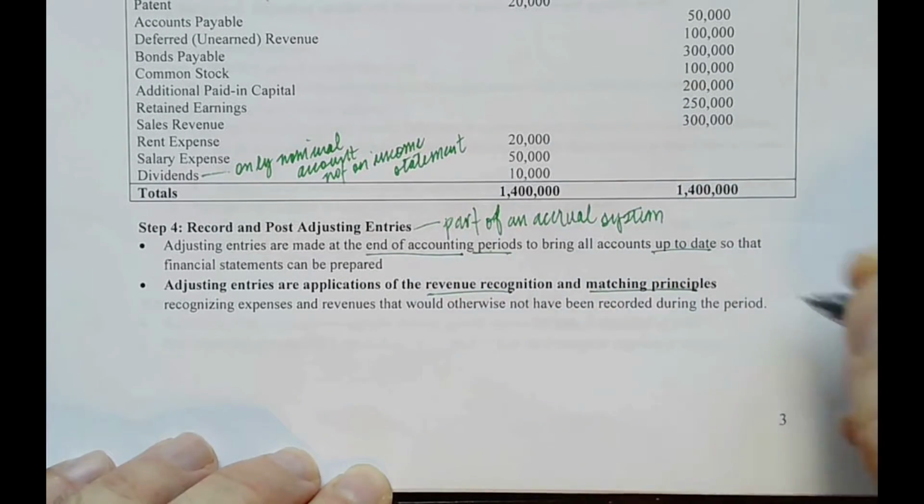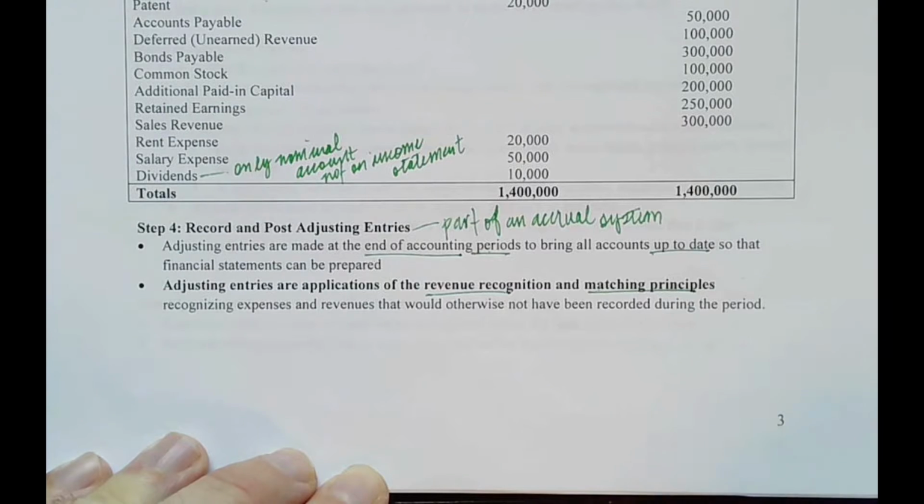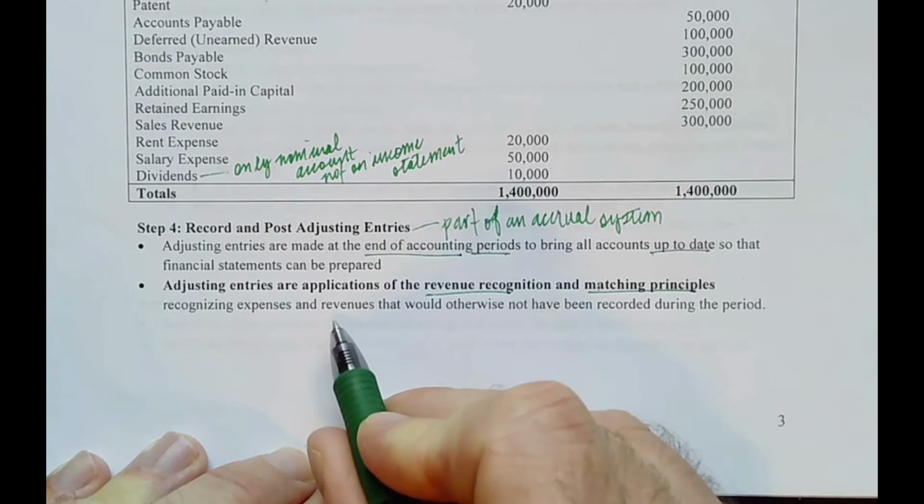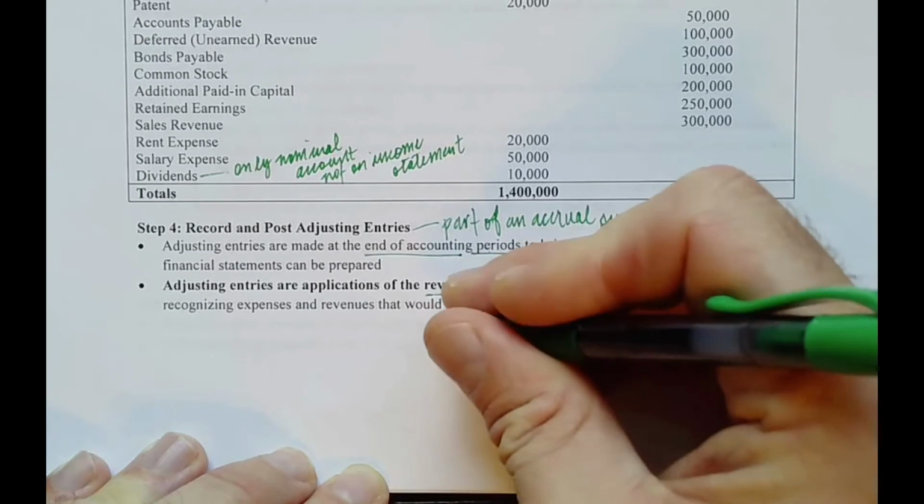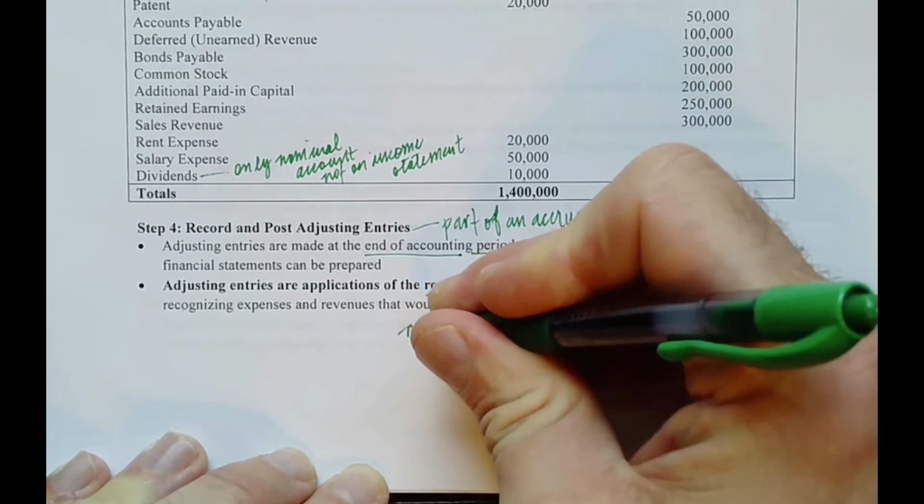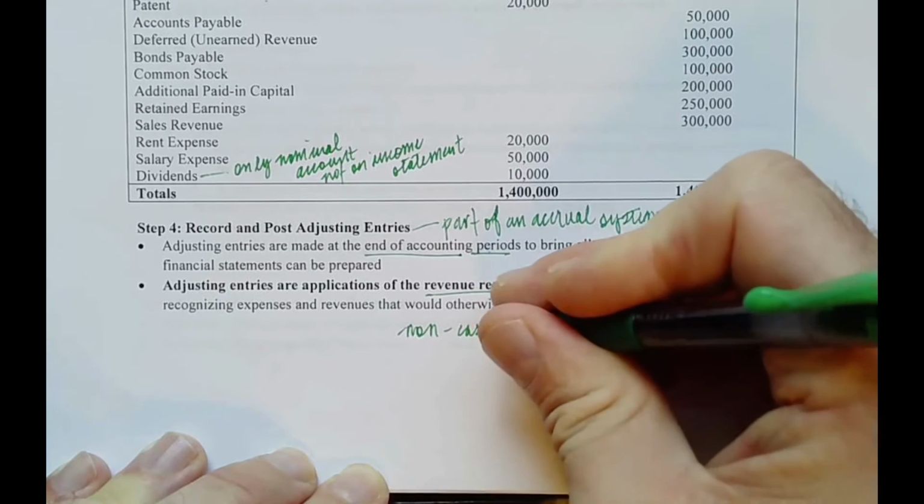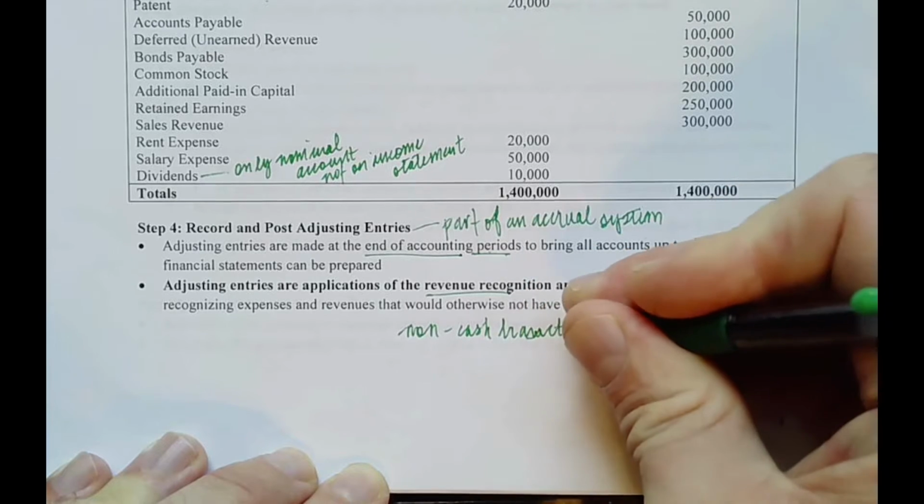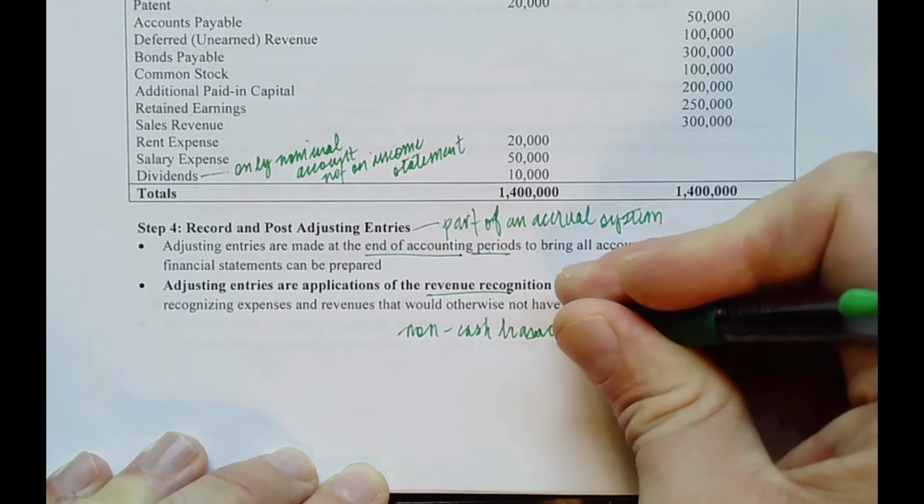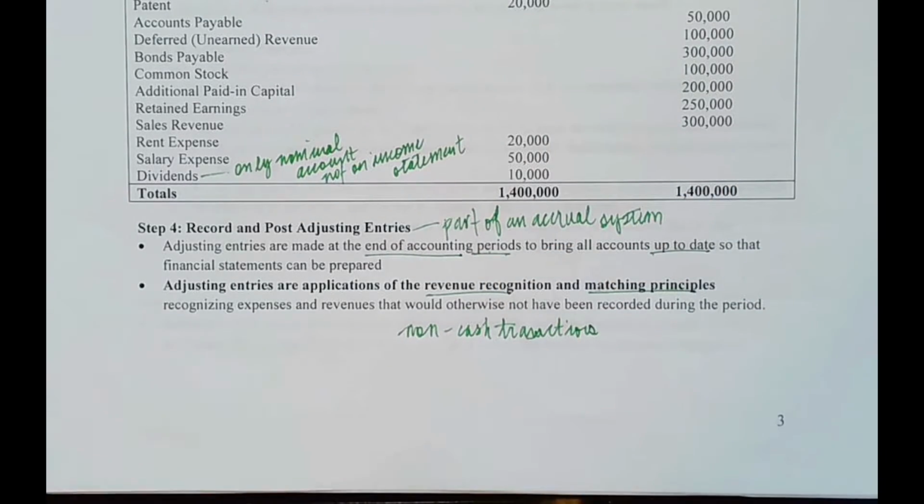This is implied but not stated: if cash had been exchanged and we had recognized the revenue or the expense with the exchange of cash, it would have been recorded during the period. If we received cash, we debit it. Well, what are we going to credit? We perhaps credit that revenue. If we spent cash, we credit it. Then what are we going to debit? Well, probably in some cases an expense. So the revenues and expenses that would not have been recorded were non-cash transactions. And so adjusting entries record non-cash transactions at the end of the period, recognizing revenues and expenses that would have otherwise not been recorded.